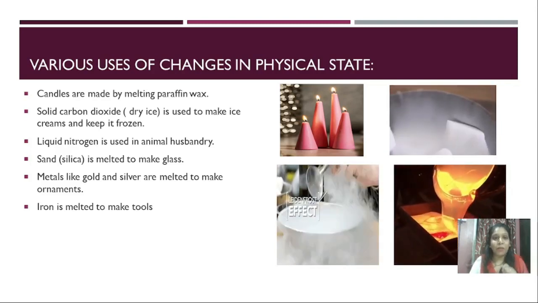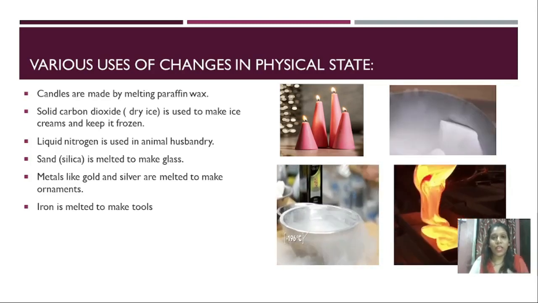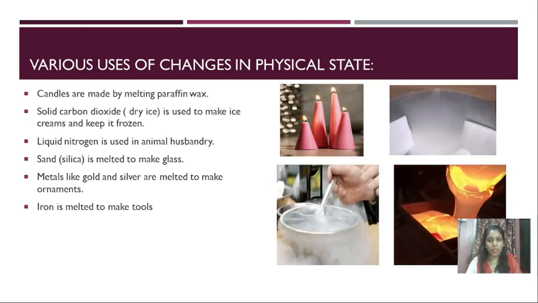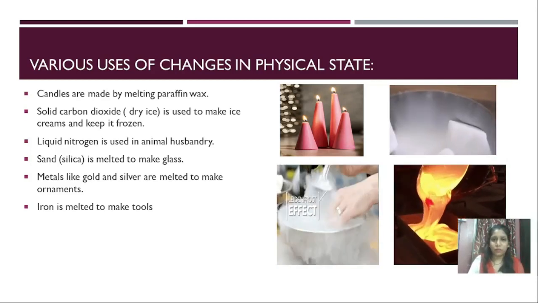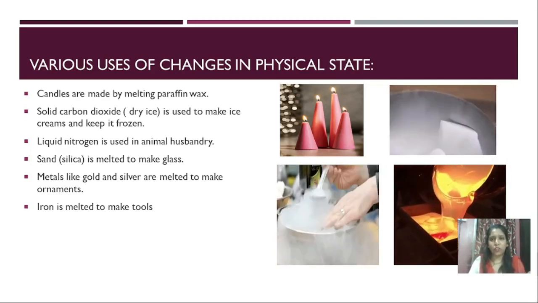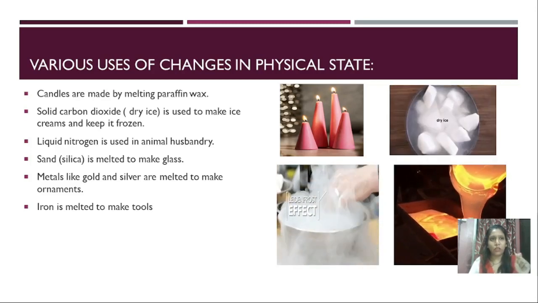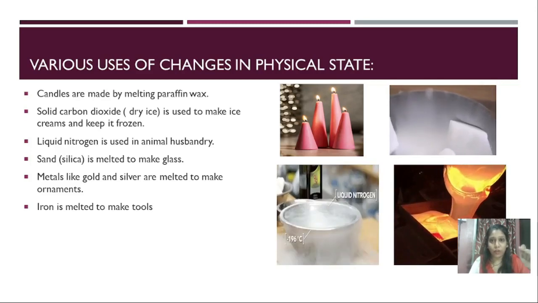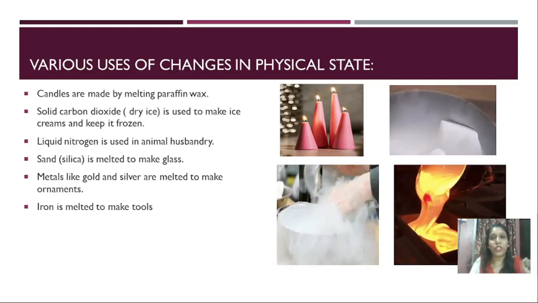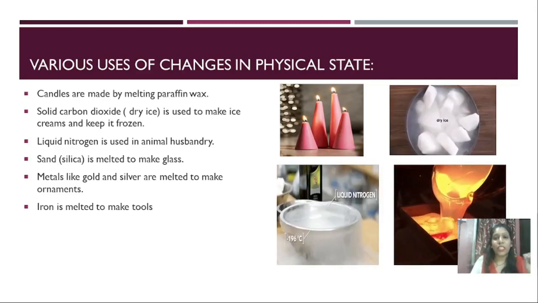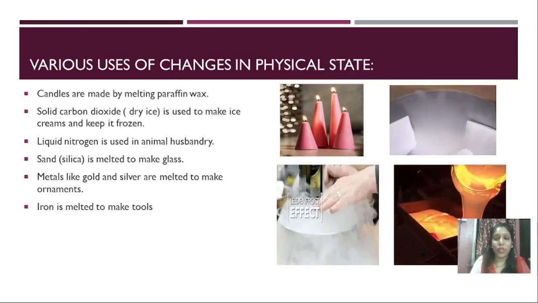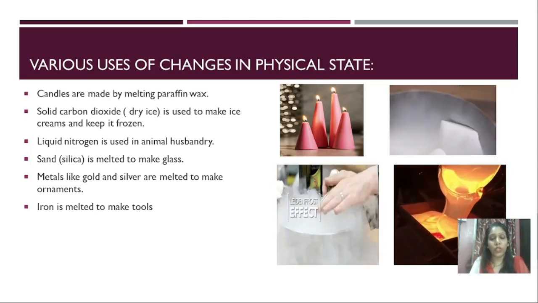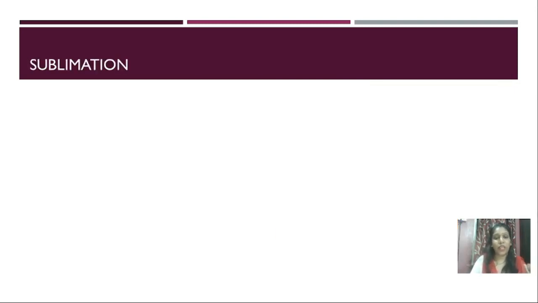So remember children, whatever we do, we need to change the state of the substances. For iron, like we need to make screwdrivers, we need to melt iron to make a screwdriver also, so we can get that particular shape. So the changes in physical state only take place when a substance is heated or cooled down.